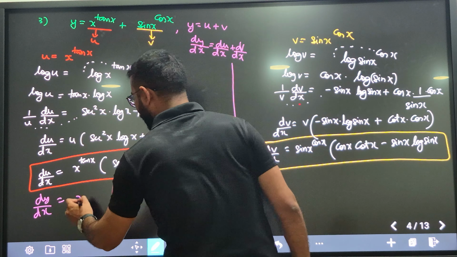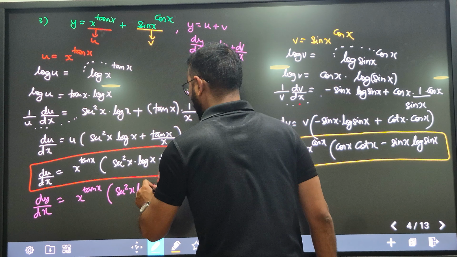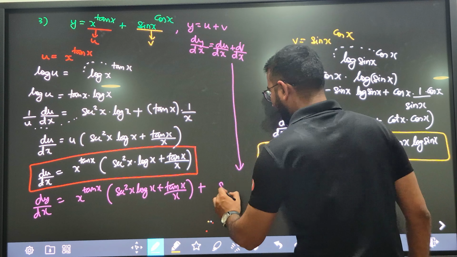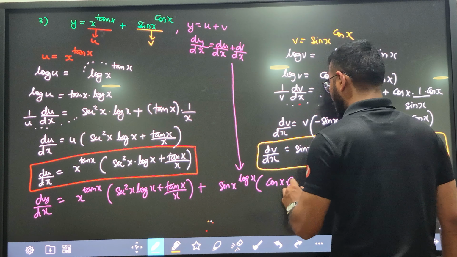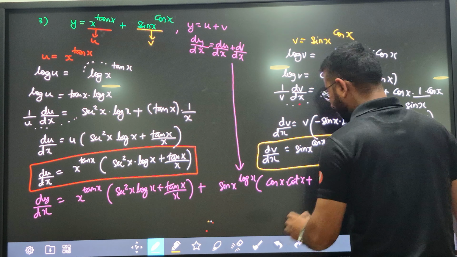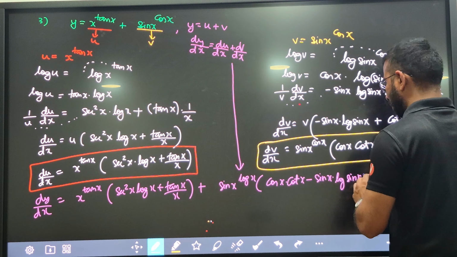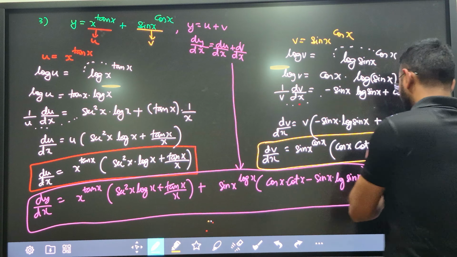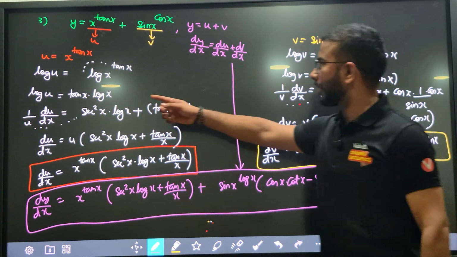Sorry. So this is x power 10x into sec square x log x plus 10x by x plus sin x whole power cos x into cot x cos x minus sin x into log of sin x. That's it. And that's your answer, guys. Yeah, not very difficult, no? Okay, initially it looks scary, but it's not. Let's assume this is u, this is v. Differentiate on both sides and then you will write.